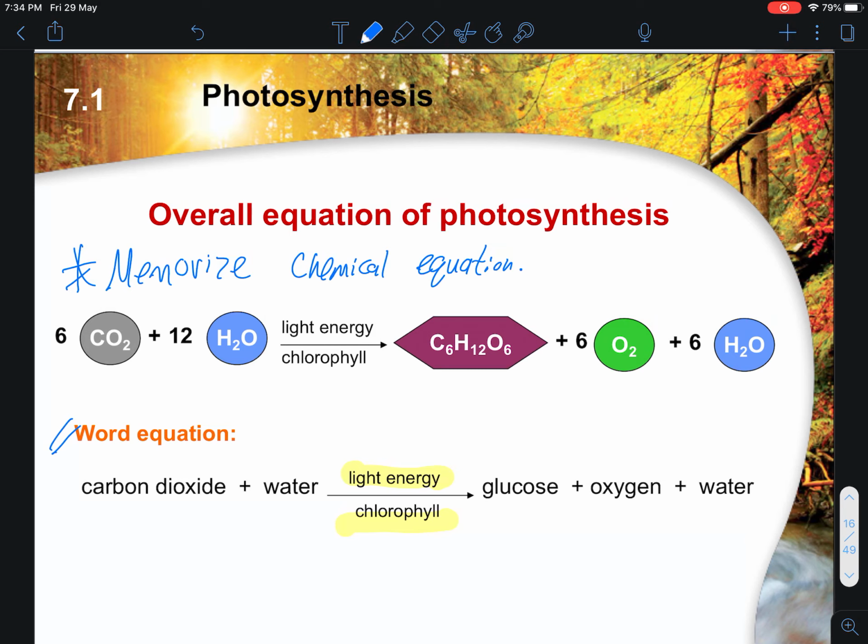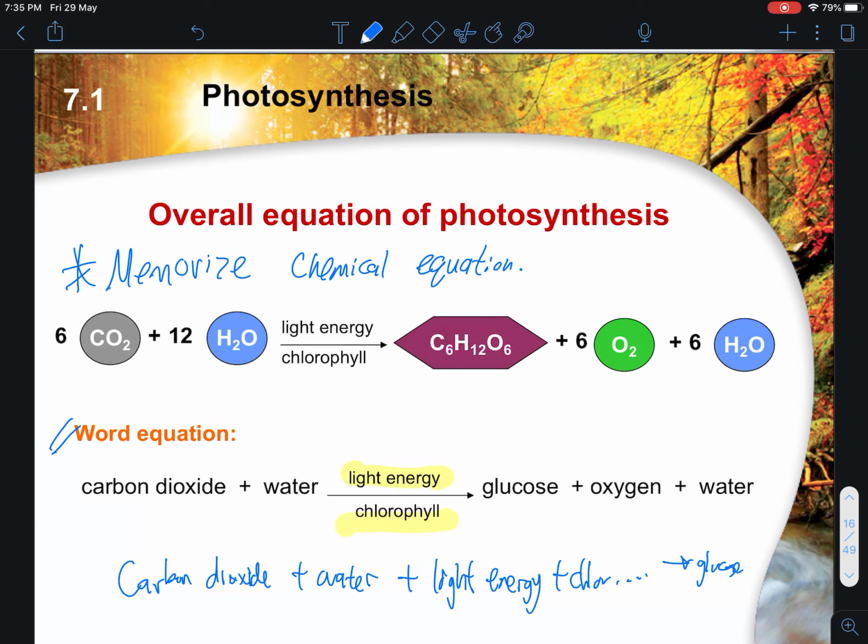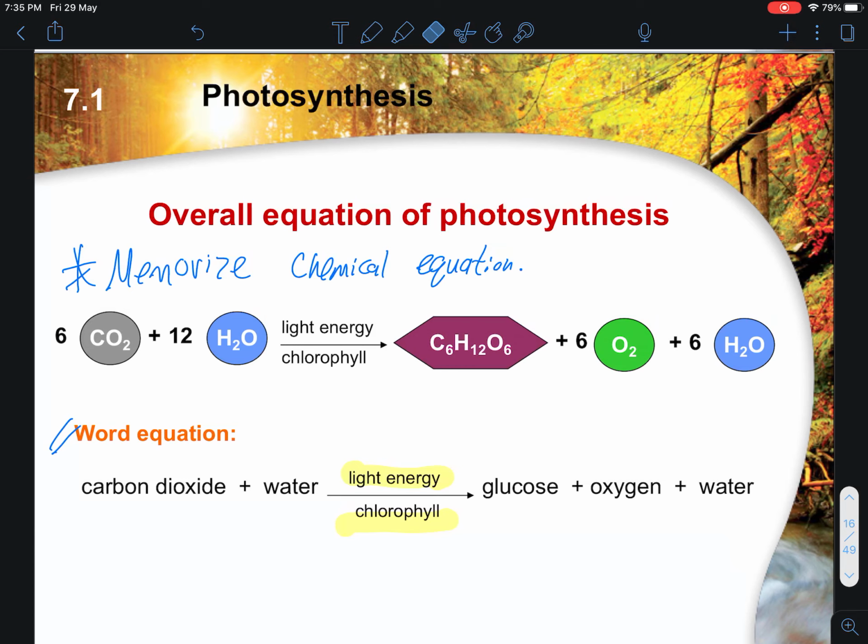Do not go and write things like carbon dioxide plus water plus light energy plus chlorophyll to give you glucose. Okay, this method of writing is wrong. It should be written at the top of the arrow and below.